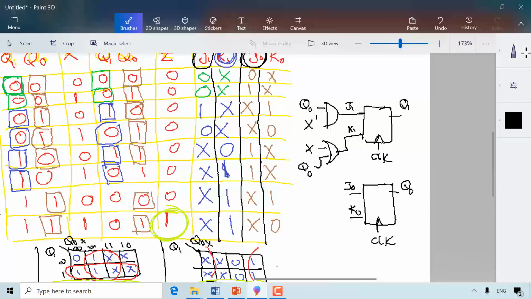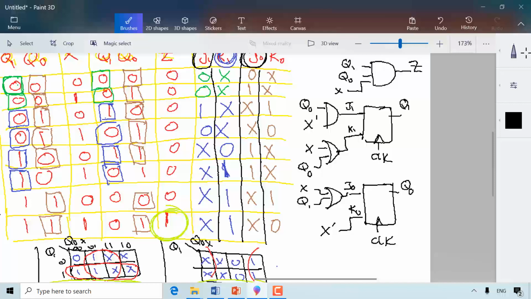So now what's the J0? We said J0 has X and Q1. We found out that it is X or Q1, and K0 is X prime. Okay, so here are the two flip-flops, their inputs. I am left with the output, which is the ANDing of Q1, Q0, and X, and this is Z.